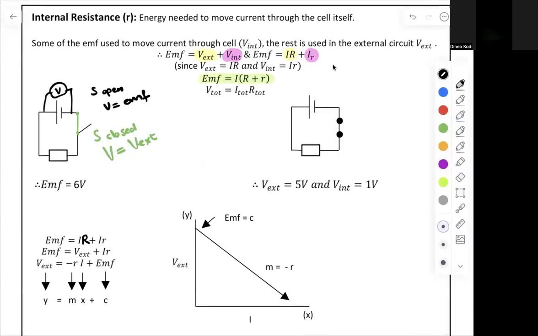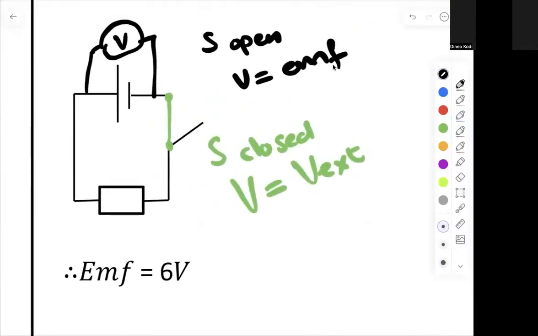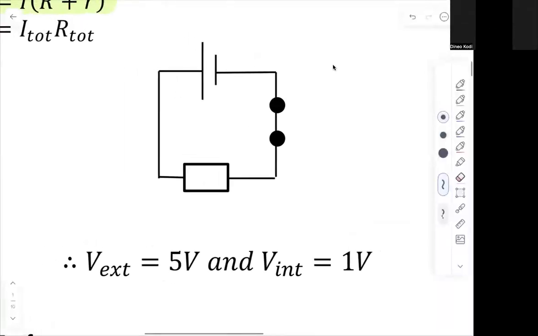And then finally, to finish off, remember what I showed you guys here. When my switch is open, my voltmeter will read my EMF. When the switch is closed, it'll read V external. And in this case, if EMF is 6 volts, have a look here. When I close the switch, my V external will probably drop, right? My voltmeter reading will drop.